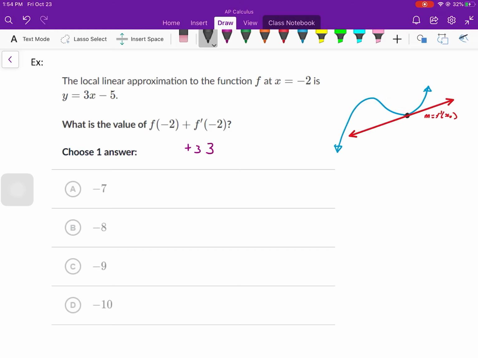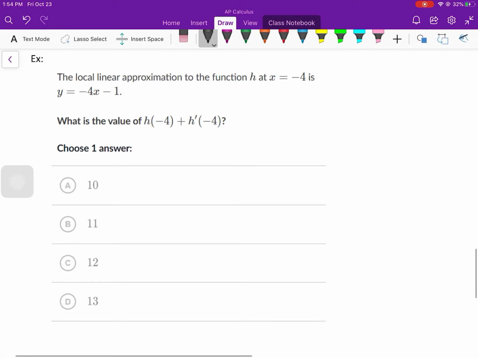So y equals 3x minus 5. Let's plug in negative 2 to figure out what our function equals. So y will equal 3 times negative 2 minus 5, which is negative 6 minus 5, which is negative 11. Negative 11 plus 3 is negative 8. So we can figure out the actual value there by plugging it in, and then the slope is just the derivative. So it's not too big of a deal. And that's that assignment.